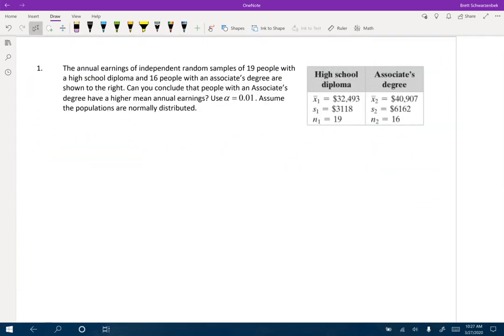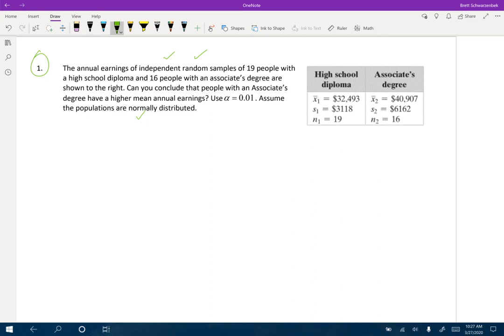Okay, so let's try another example of the non-pooled test. The annual earnings of independent random samples of 19 people with a high school diploma and 16 with an associate's degree are shown to the right. Can you conclude that people with an associate's degree have a higher mean annual earnings? Use alpha 0.01, 1%. Assume the populations are normal. Okay, so just right off the bat, you can see independent, random, normal. Obviously, we need the normal because the sample sizes are 19 and 16.